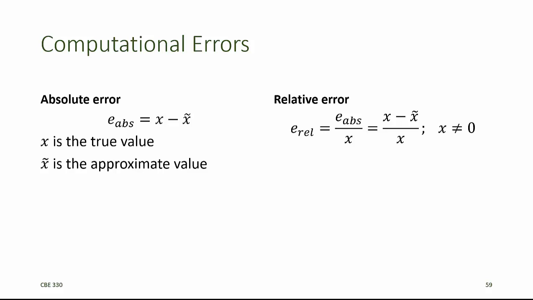The last topic that we'll discuss from Chapter 1 of the Methods text is errors. The absolute error is defined as the difference between the true value of a variable and its approximate value, x tilde. The absolute error is positive when the approximate value is less than the real value, and the absolute error is negative when the approximate value is greater than the real value.